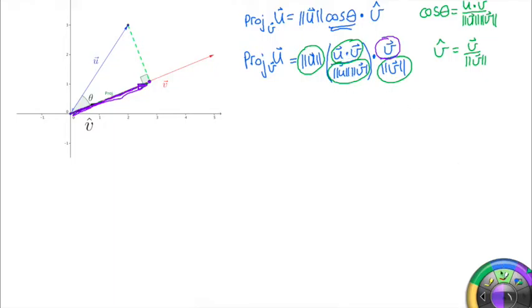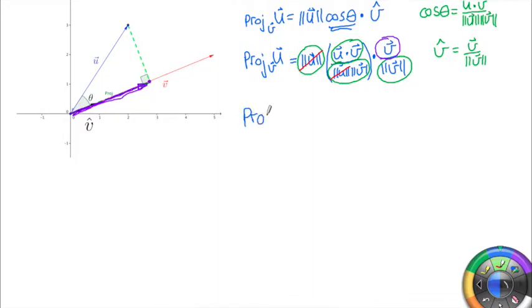Alright, so let's simplify this mess. Move this up, need red. Let's kill a few things. Well, here the magnitude of u will cancel with this magnitude of u. I think that's the only thing that dies. So what's left is magnitude of v times magnitude of v, which is just itself squared. So we get this nice little formula.